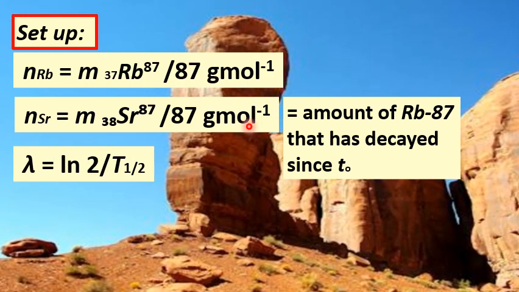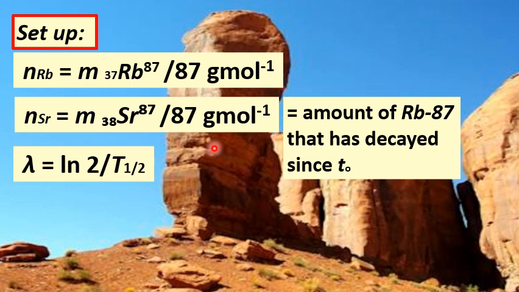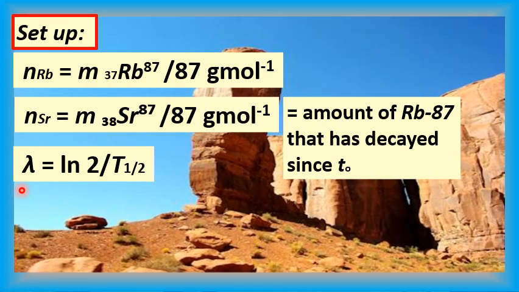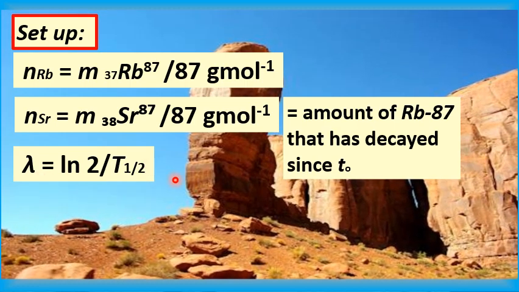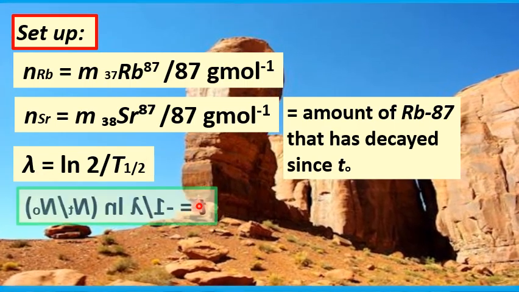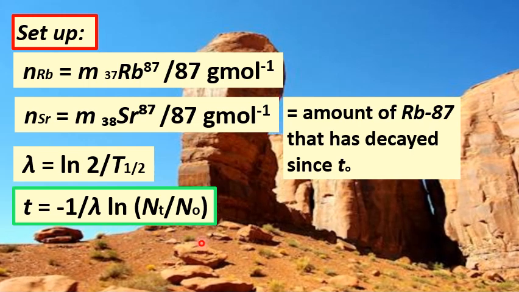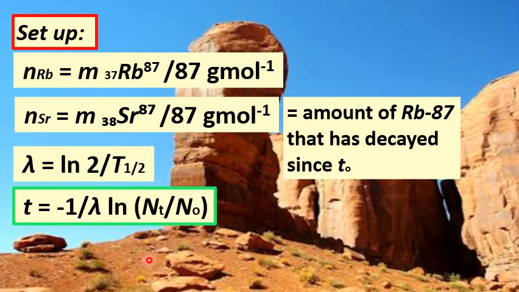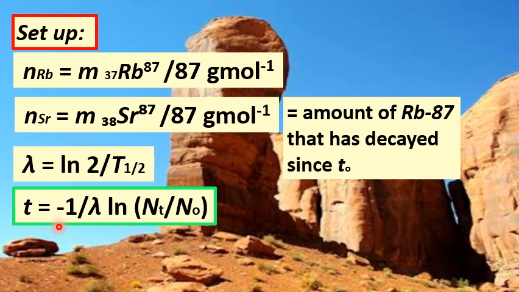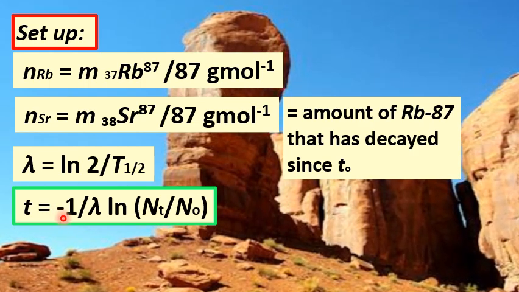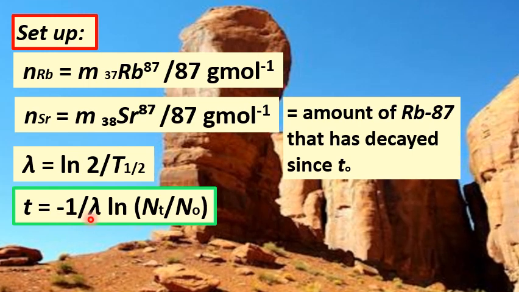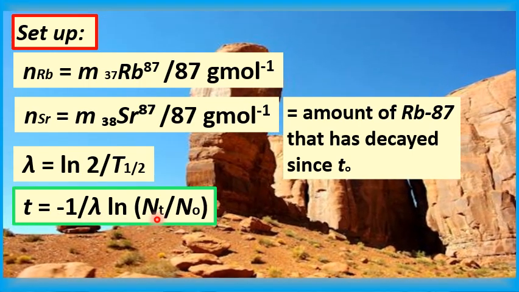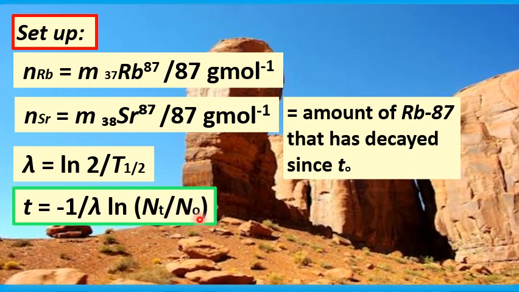And likewise, we are also going to calculate the decay constant lambda using the same formula. And of course, the time small t, that represents the age of the rock. Still using the same formula, the negative reciprocal of lambda multiplied by the natural log of capital NT over capital N naught.